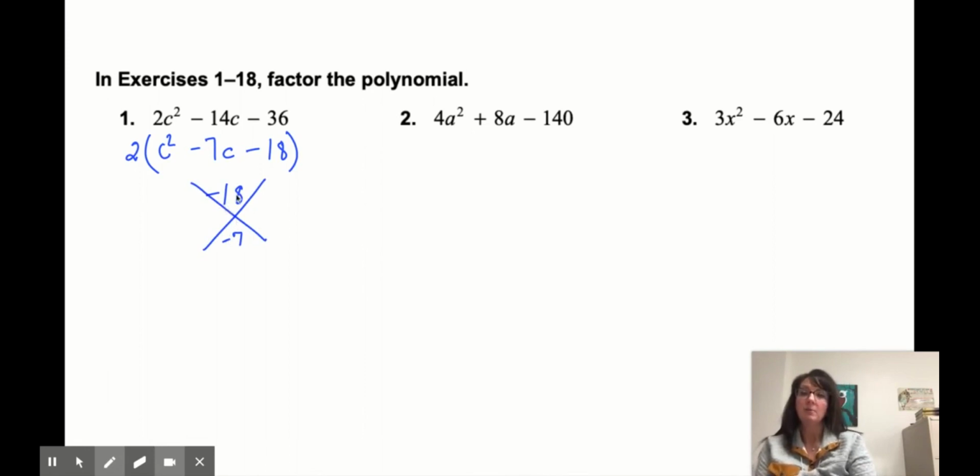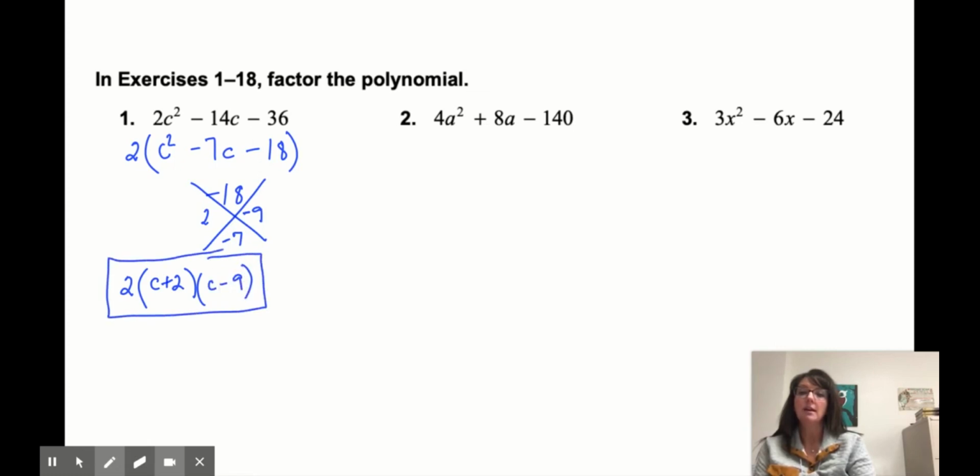You can probably do those in your head, like 2 and 9, and then one of them is negative. Since this is negative, the higher absolute value has to be negative. So don't forget your factor of 2 that you factored out. You'll have 2 times c plus 2 times c minus 9. Again, double check that when you multiply it, you get the trinomial.